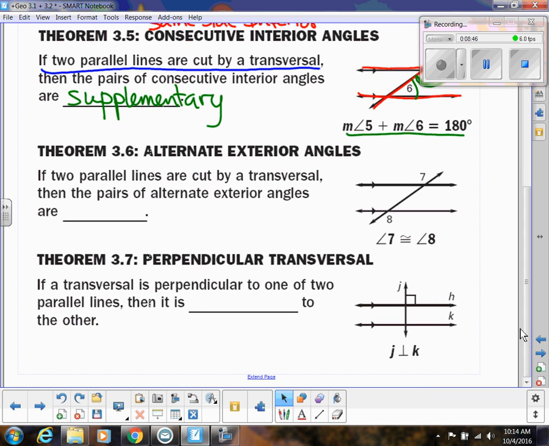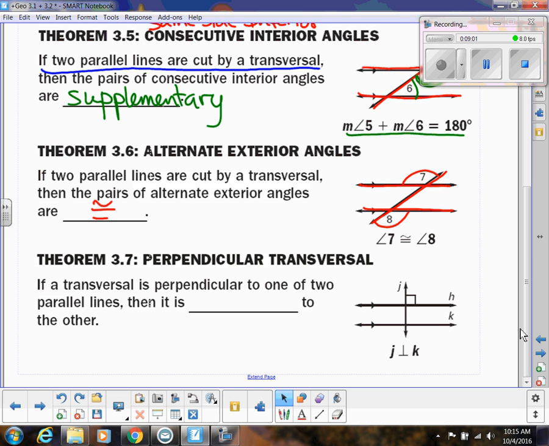And then don't forget, we also had alternate exterior angles. So again, parallel lines cut by a transversal, alternate exterior angles will be congruent. So all of those should be put on your proof cards.